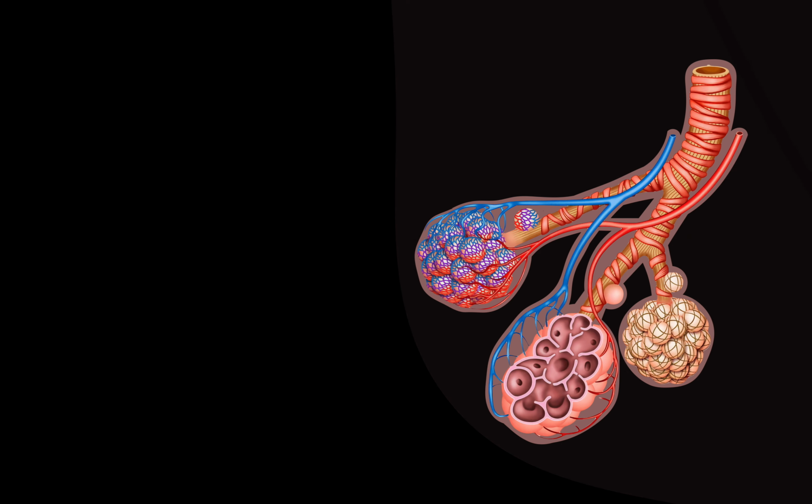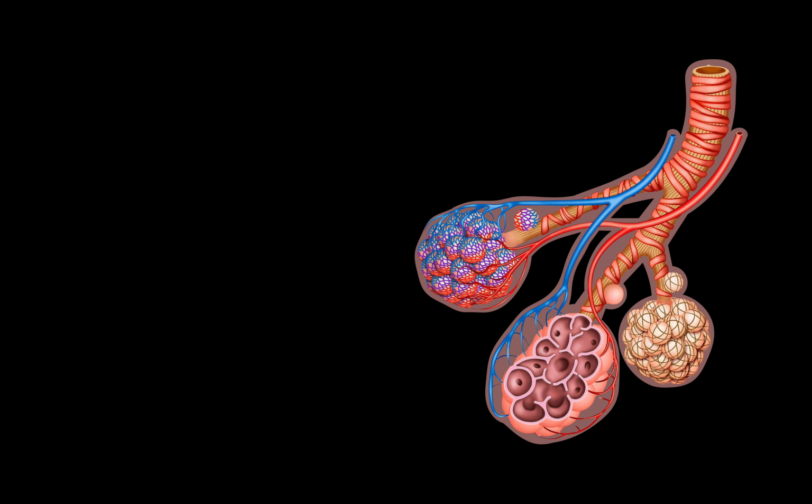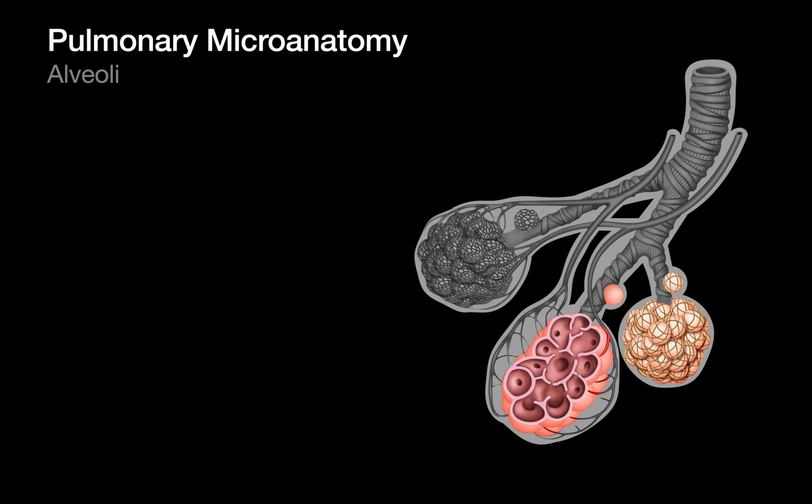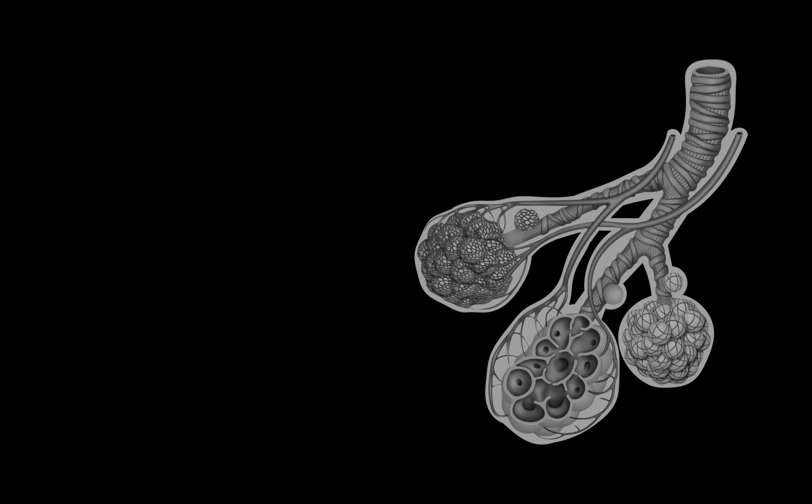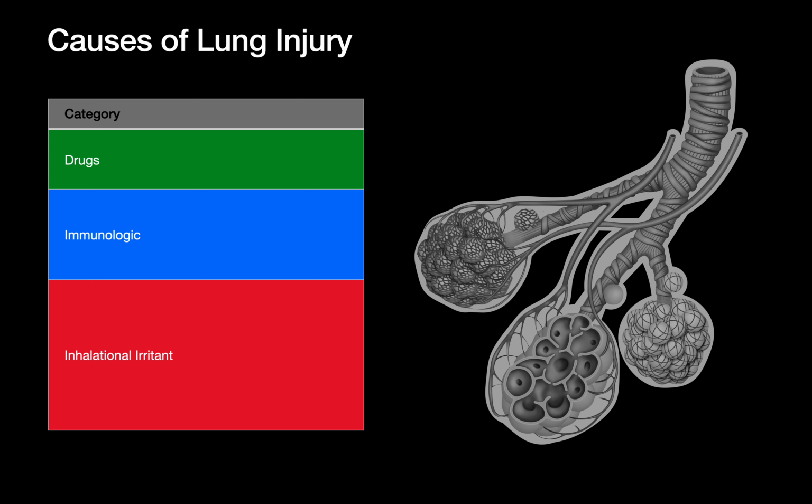The lung is a delicate organ with a fine microstructure that consists of 4 elements: tiny bronchioles, alveolar sacs, microvasculature, and interstitium, the scaffolding that holds all of this gas exchange machinery together. There are many things that can potentially injure this delicate microstructure, and these can be fundamentally boiled down into 3 categories: drugs, collateral damage from immunologic responses, and inhaled irritants.